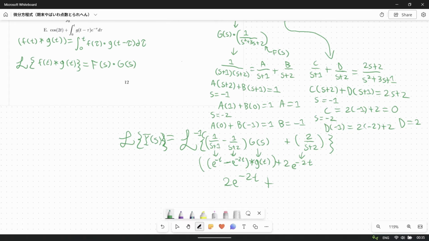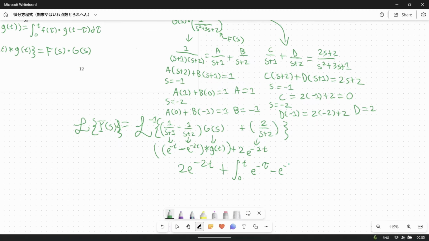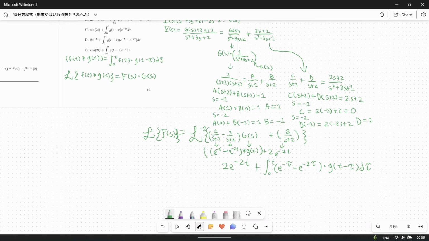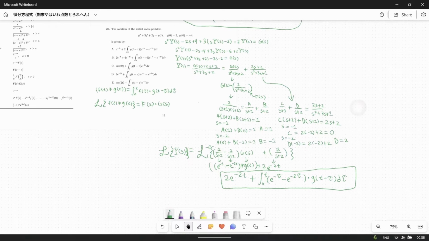Looking back at the formula for a convolution, that's going to turn into the integral from 0 to t of f of tau, so this is going to turn into e to the negative tau minus e to the negative 2 tau, times g of t minus tau, with respect to tau. And that should give us a complete solution. So we can say that this is going to be our solution to this initial value problem. And so that should solve this entire question.